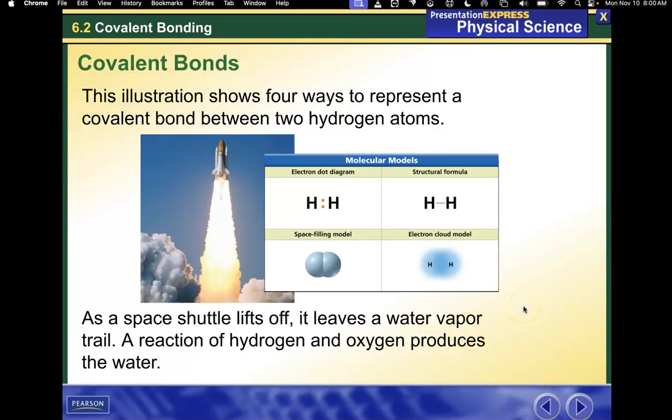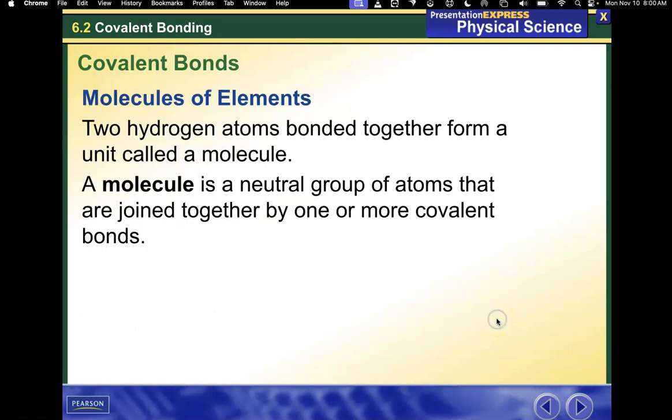As a space shuttle lifts off, it leaves a water vapor trail. A reaction of hydrogen and oxygen produces the water. Molecules. Two hydrogen atoms bind together and form a unit called a molecule. A molecule is a neutral group of atoms that are joined together by one or more covalent bonds.